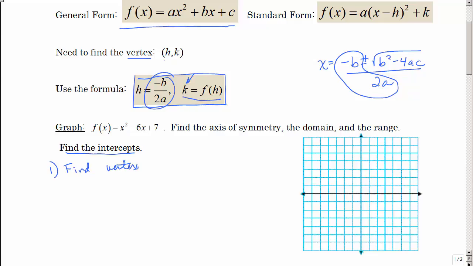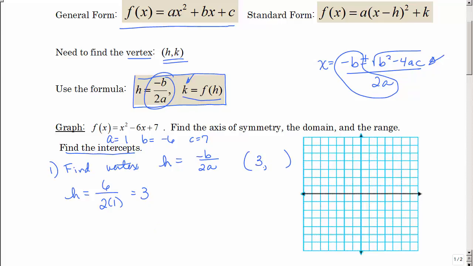Right, so our vertex, remember, is H and K. So H is negative b over 2a. So just like the quadratic formula, because these are quadratic equations, you need to know what a, b, and c are. So a is in front of x squared, b is in front of x, and of course c is 7. And yes, c is not in this formula, but just to say. So H is the opposite of b, so that would be positive 6 over 2 times 1. So the first half of my vertex is 3.